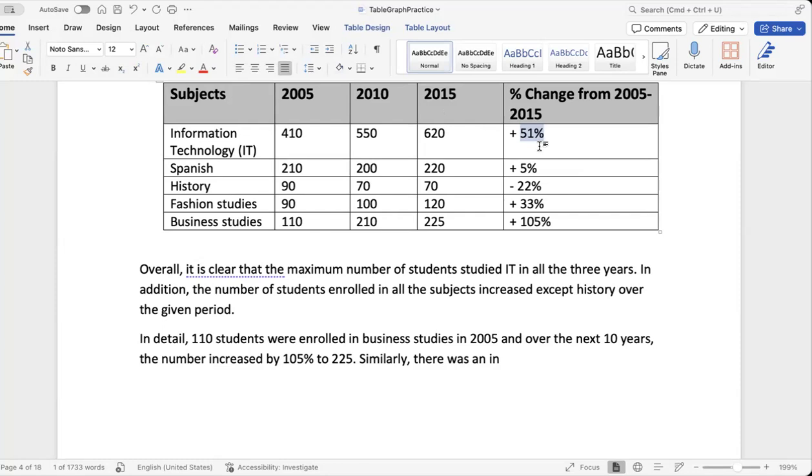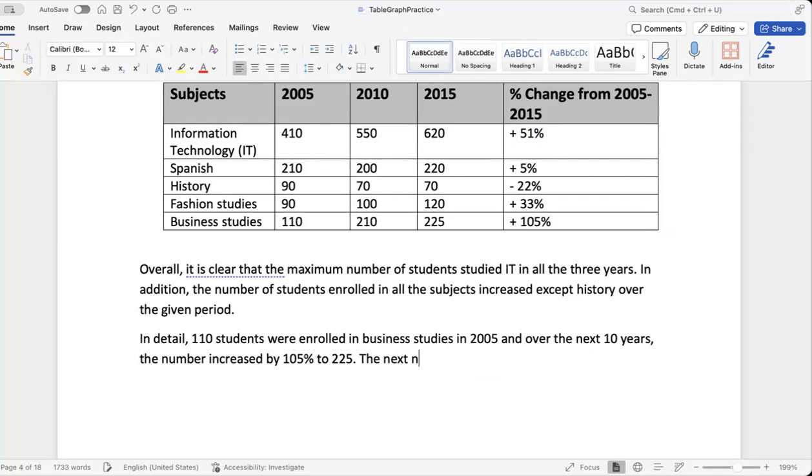So for example, see, this is the highest. Next, number two, which subject saw the second highest increase? Tell me. Spanish? No. IT. Second one, okay. This is the first increase. Second is which one? 51. IT. Yes, IT.